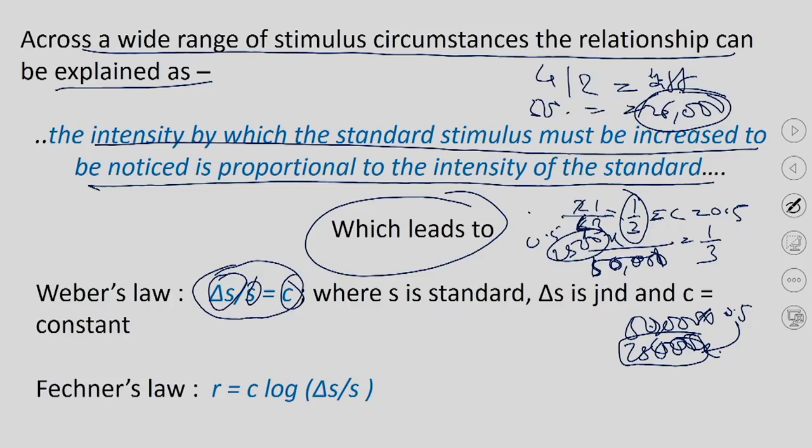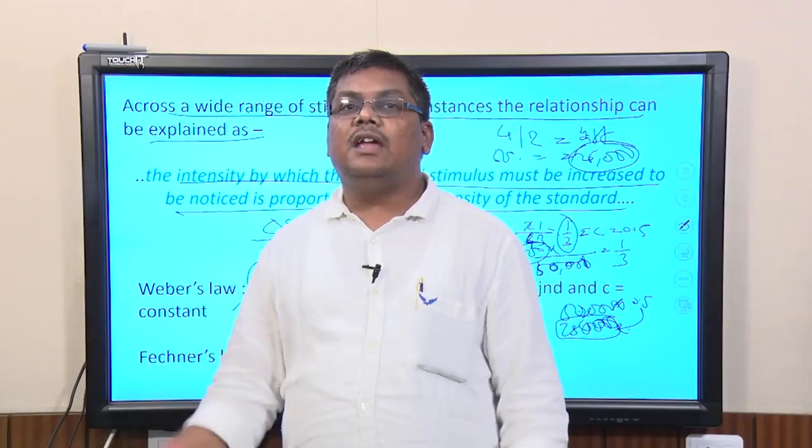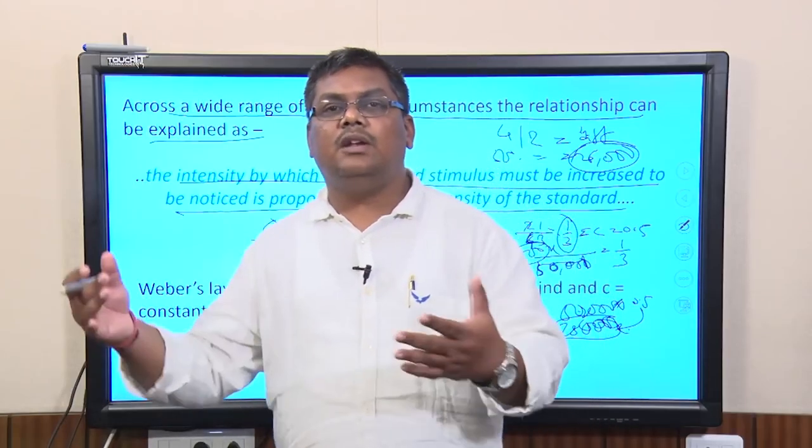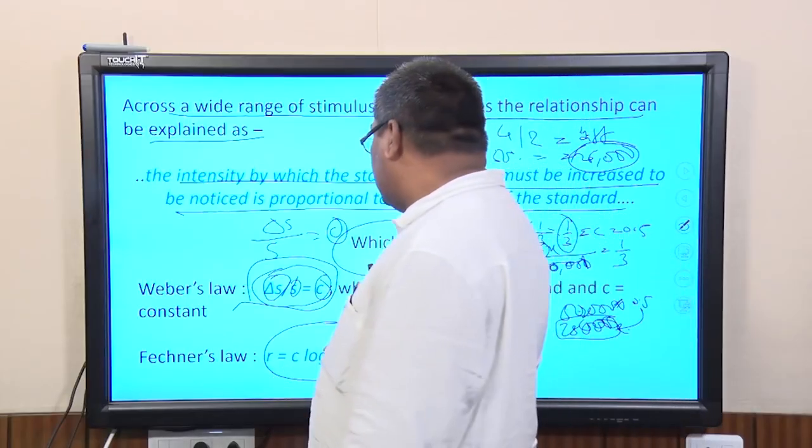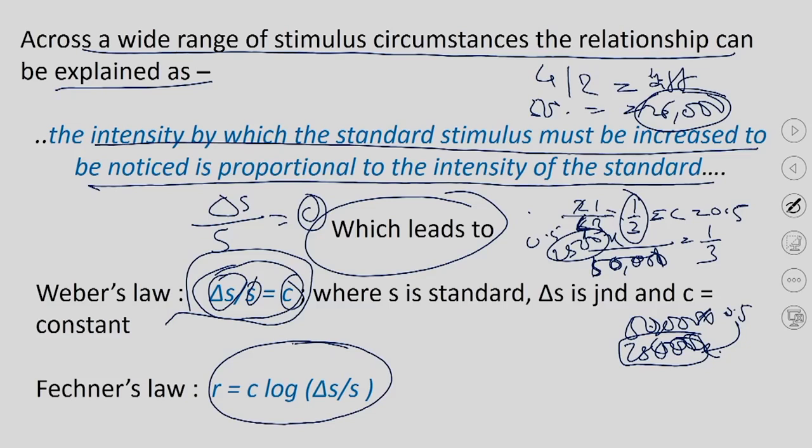Now this is very simple, and what it says is that the stronger the initial stimulus is, the higher the change required, because the ratio is constant. Now what Fechner found out is that the way Weber's law works is not true, and it is not a simple function. So del S by S across stimuli is not the same. For chips it may work, for clothes it may not work, and for different stimuli it was different. So Fechner came up with a new law, which is called the logarithmic law, and this law is valid across different situations.